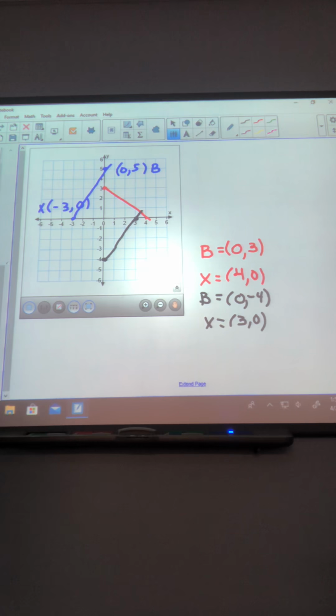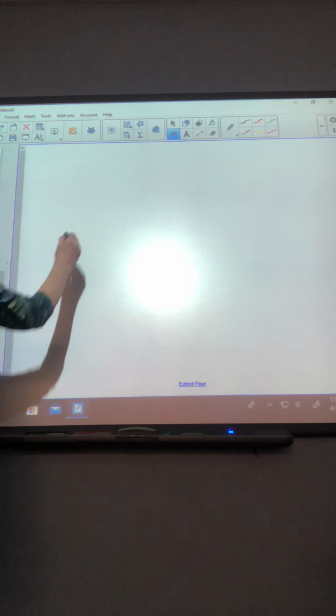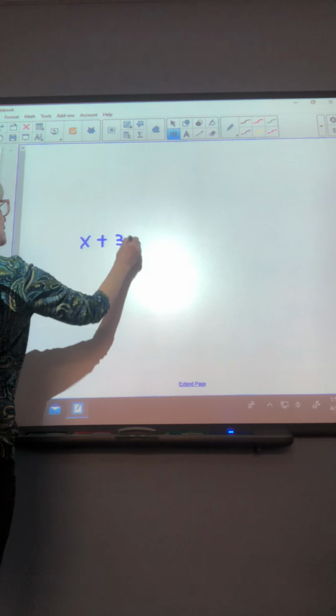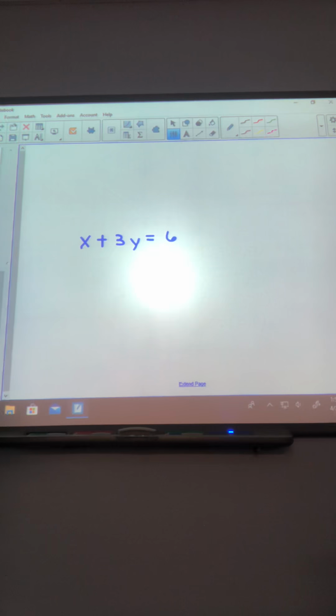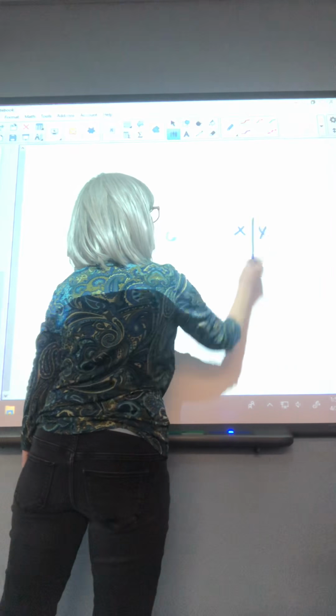All right. It also asks us to look at 13 and 14. So 13 and 14 at the bottom of page 665. And it's asking us to find the intercepts. And so they give us the equation x plus 3y is equal to 6. And they're having us use a table. So we have x and y.